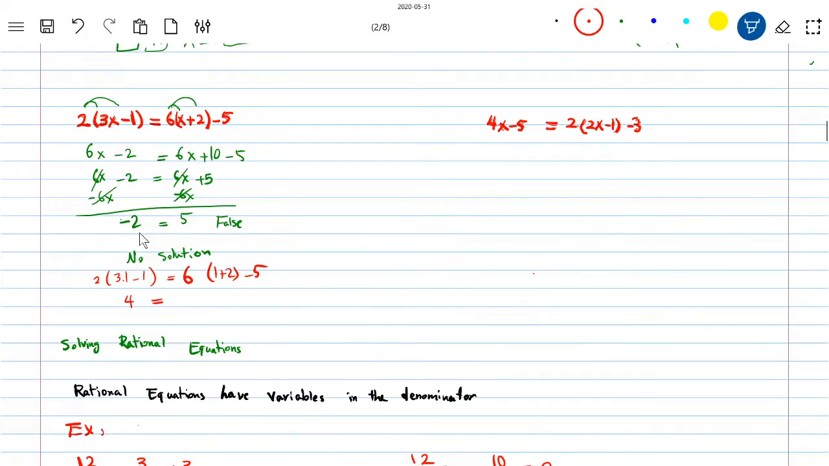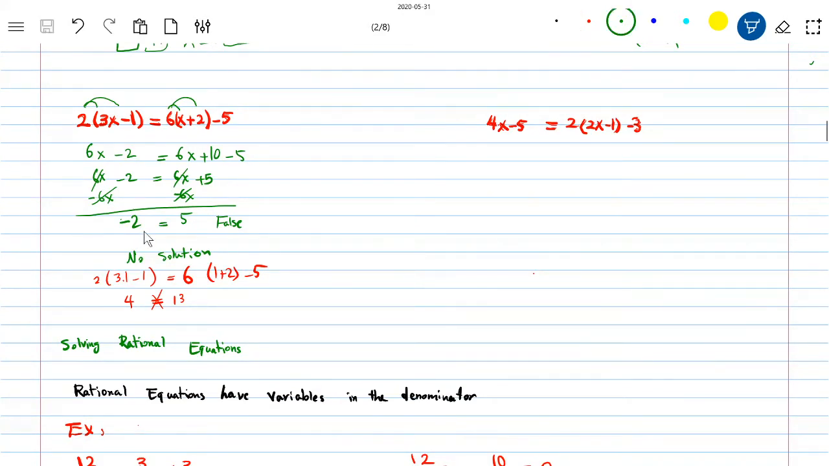1 plus 2 is 3 times 6 is 18 minus 5 is 13. You end up with 4 equals 13. Not true. It means the 1 could not be a solution. The same for every other number that you try: you will end up with a false statement. You can never have the equality.